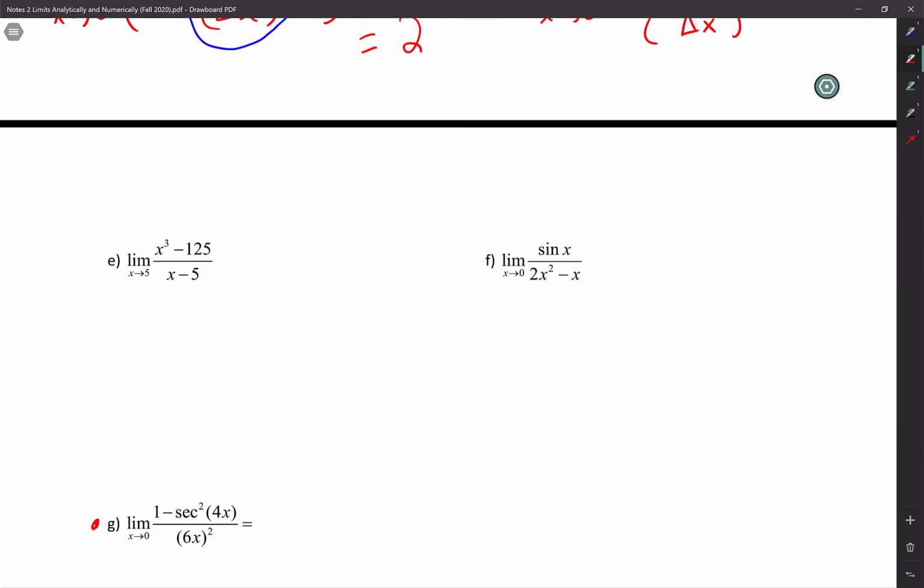So I don't know if you remember, this looks like the difference of cubes. Do you remember from your algebra days what the difference of cubes formula looks like? No.